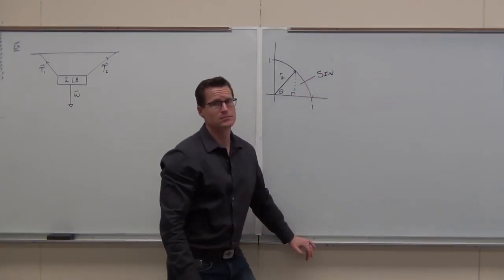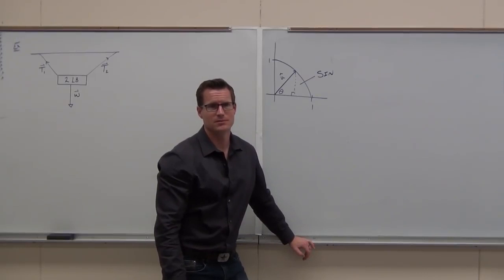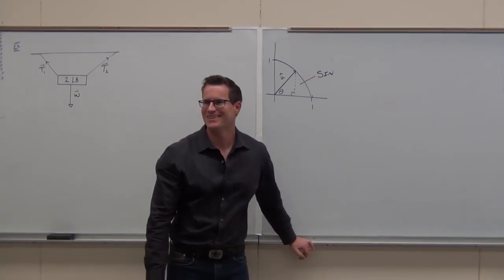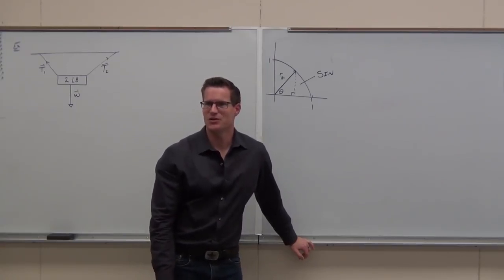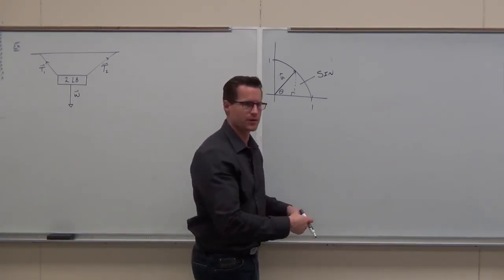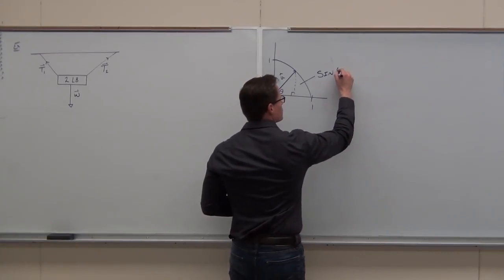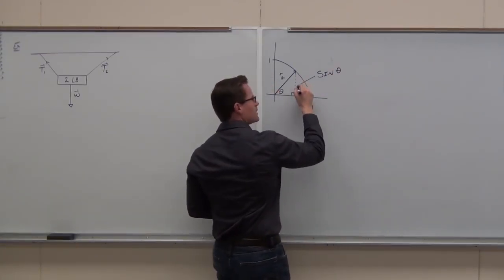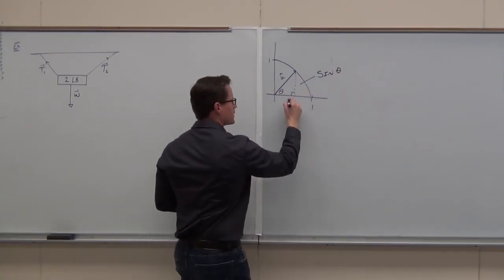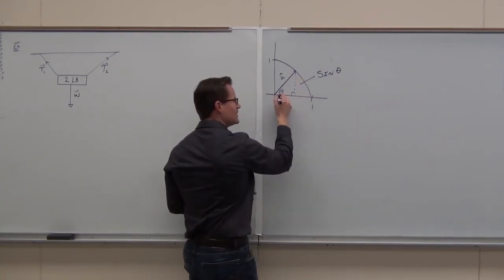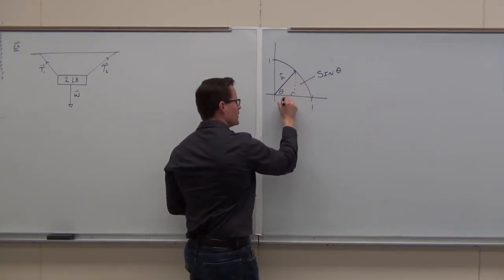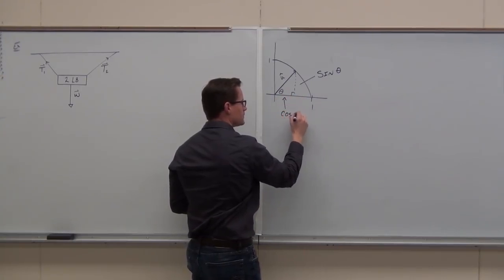Sin. Sine. You're not sinning. You're doing some sort of a side relationship on this right triangle we just created. That's sine theta for the side. Well, and this right here, this length right here up to here, this is cosine theta.